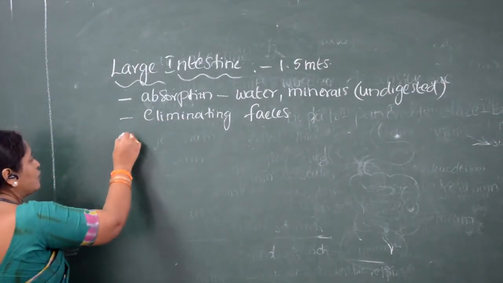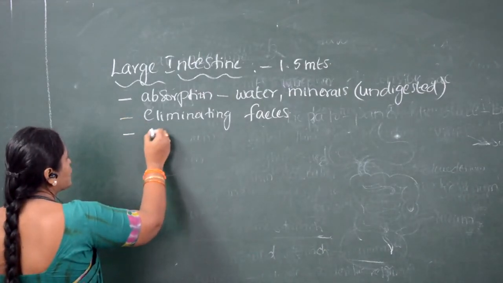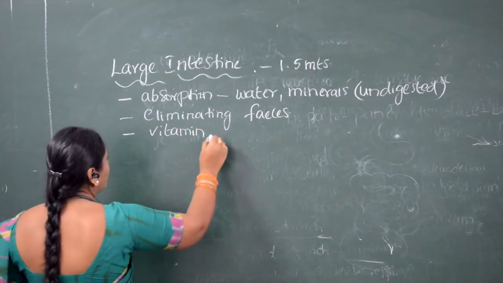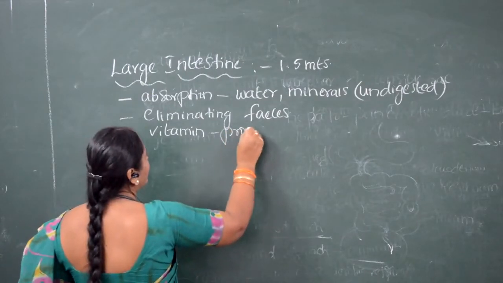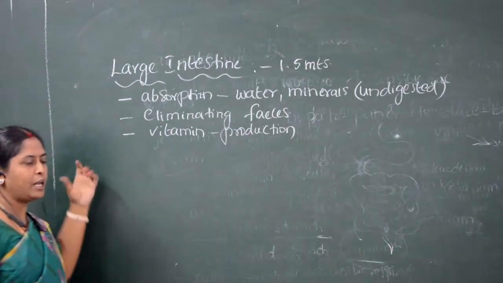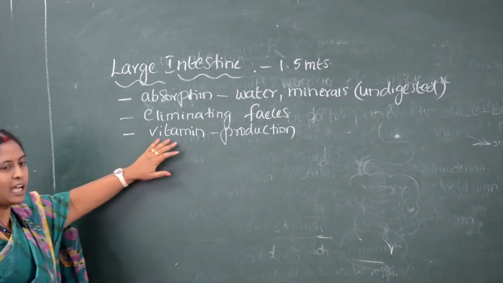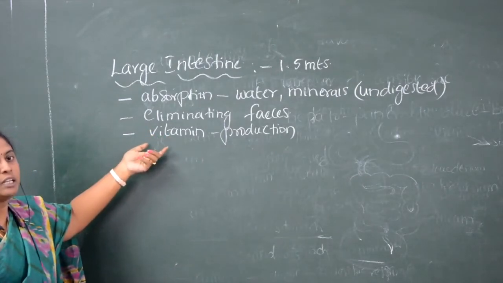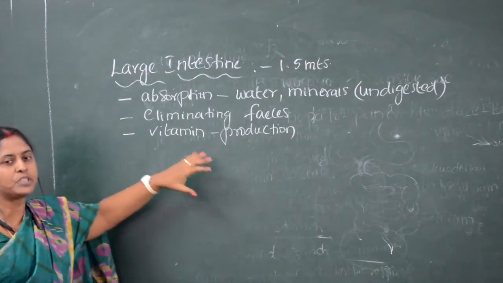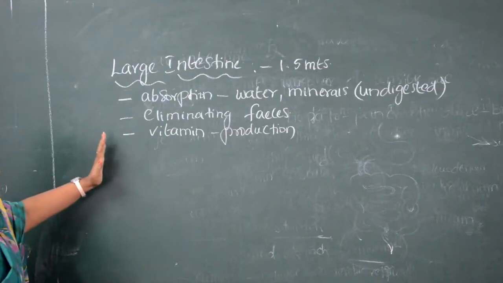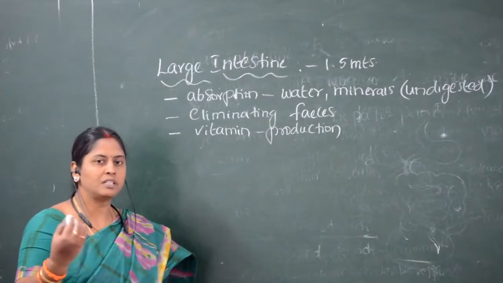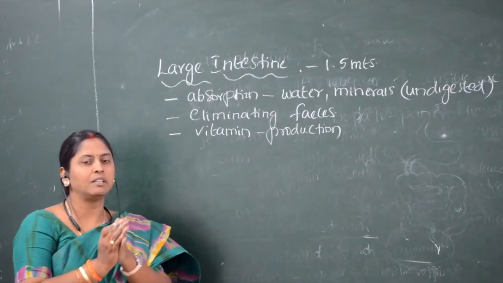And one more function is there, that is production of vitamins. Some of the vitamins will be produced. In herbivorous animals, mostly, the vitamins or enzymes which are needed for the digestion of cellulose are produced in the large intestine. And I will now say clearly how the production, absorption, and elimination of feces occur, and what are the parts present in the large intestine.